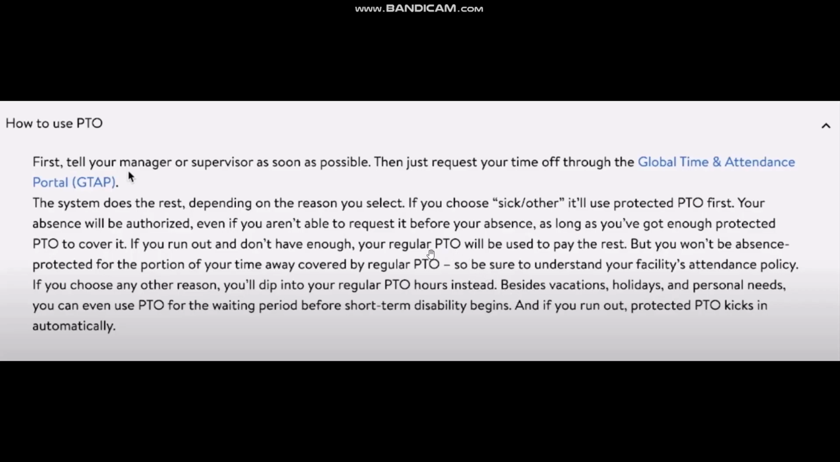So in order to use PTO, what you need to do is first tell your manager or supervisor as soon as possible. Then just request your time off through the Global Time and Attendance Portal, GTAP. The system does the rest depending on the reason you select.